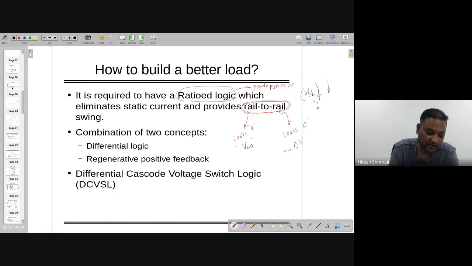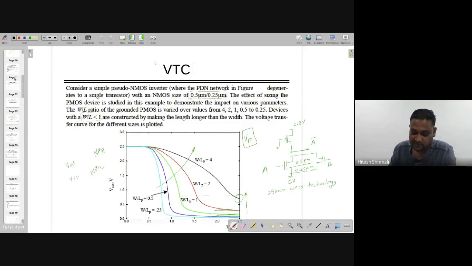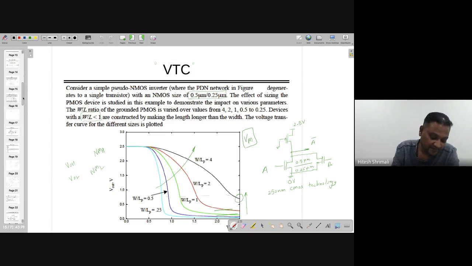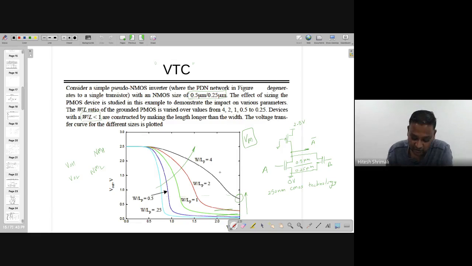That is what we already learned from this particular plot, right? You can see that W by L is going in fraction, and that is only possible when you are increasing L, right? By the way, these numbers and everything have to depend on your specification requirement. So do not make sure that every time L is higher than W. It depends on your specifications, what switching threshold voltage you want.